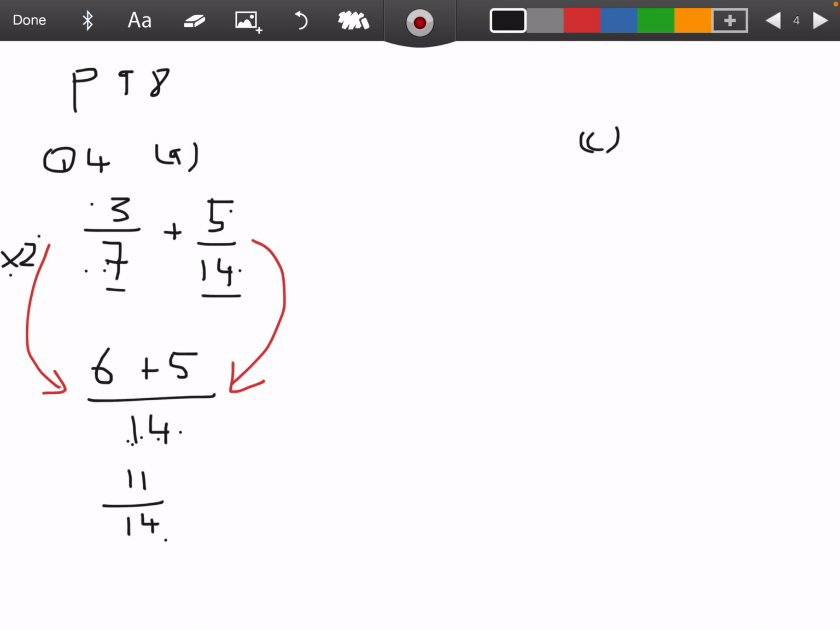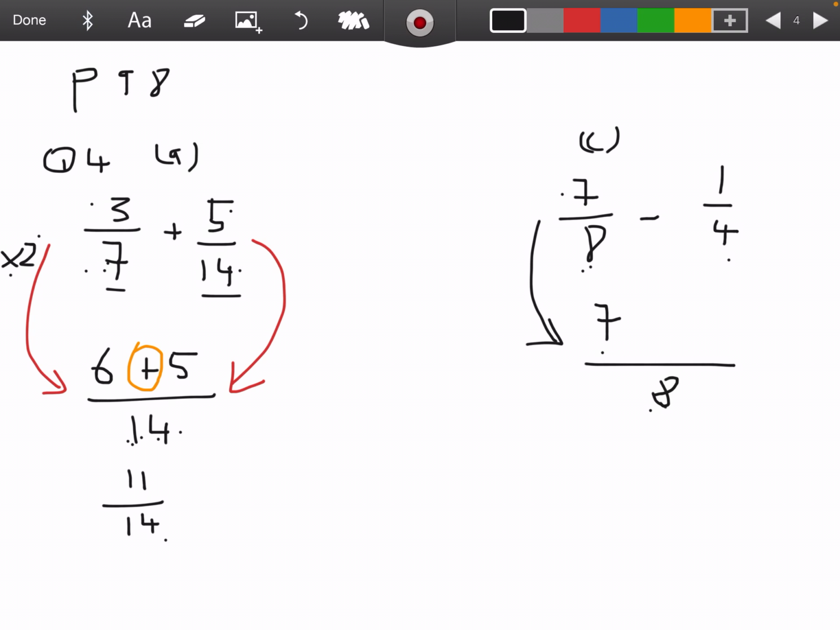Part C then is a subtraction. Exactly the same process, but instead of adding at this point, I'm going to subtract. We've got 7/8 minus 1/4. So again, I get my common denominator. 8 and 4 both go into 8. So again, I don't need to change this fraction in any way because the denominator is the same, so the numerator stays the same.